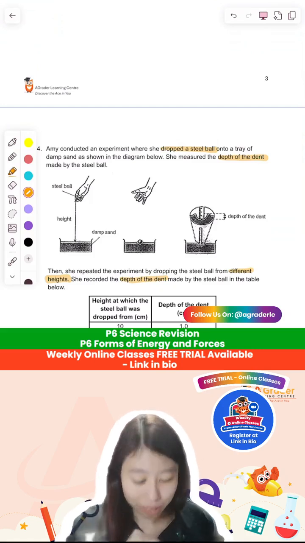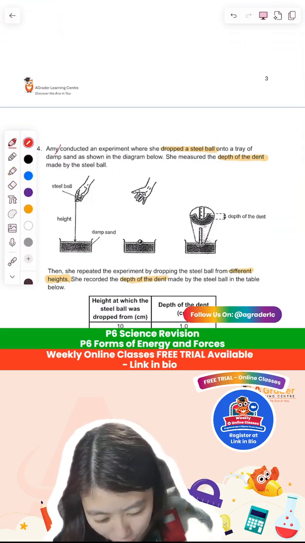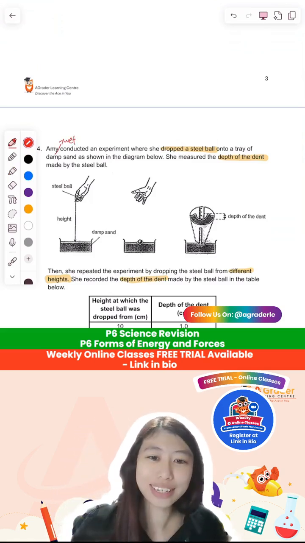Damp means wet. Damp basically means the sand is wet.